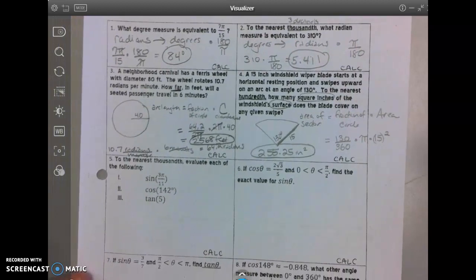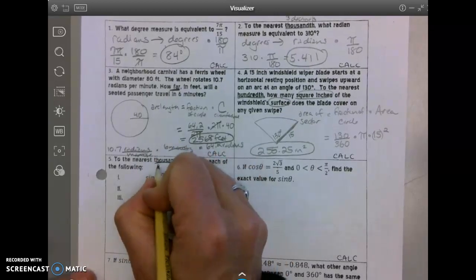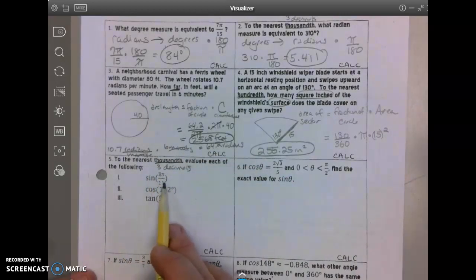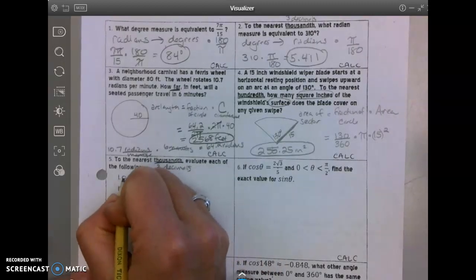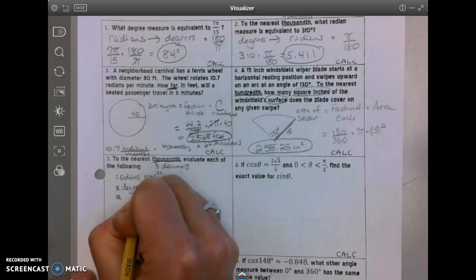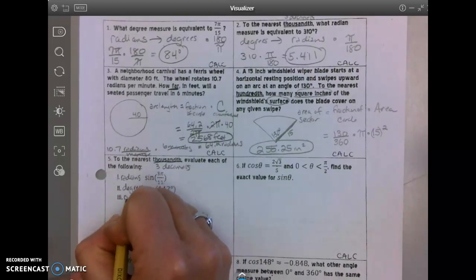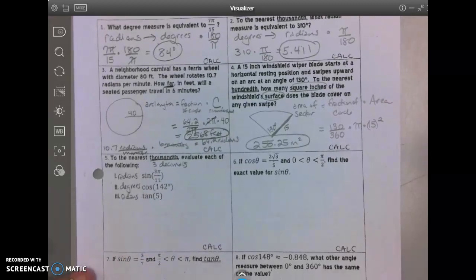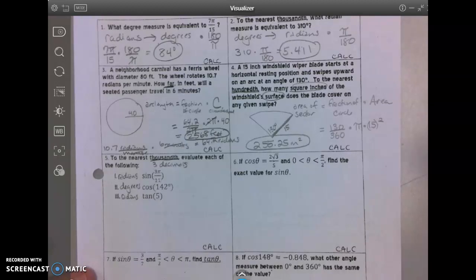All right, to the nearest thousandth, evaluate each of the following. All right, so since I'm going to the nearest thousandth, that's 3 decimals. And so I'm going to put these into my calculator. My calculator needs to be in radians for number 1, it needs to be in degrees for number 2, and it needs to be in radians for number 3, because this doesn't have a degree, that means it must be radians. So I'm going to do these two together, and I'm going to put my calculator into the radian mode. So I go to mode, I go down to radian, and I hit enter.